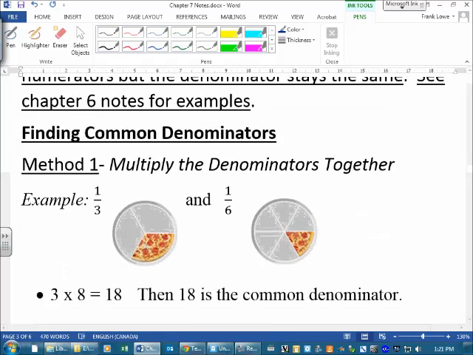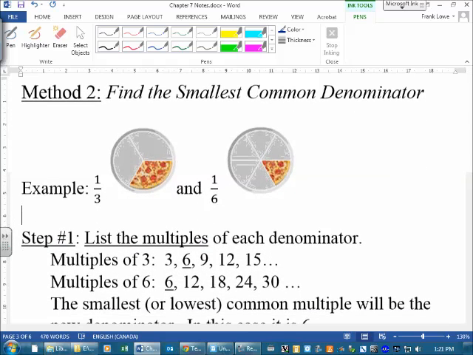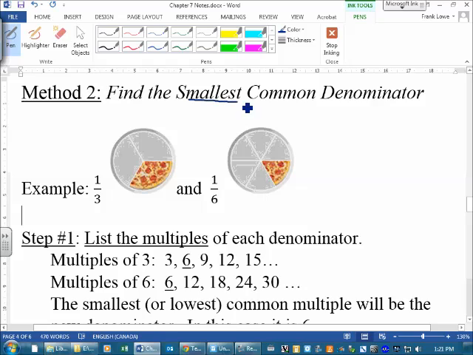We're not going to look at method 1. We're going to look at method 2, because I like this one better, and it is finding the smallest common denominator. Now, in chapter 6, we were reducing fractions, and in order to reduce a fraction, you have to find the largest common denominator, and that's what you'll divide by. This is a little bit different. We're going to find the smallest common denominator.